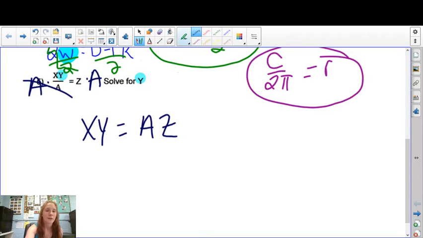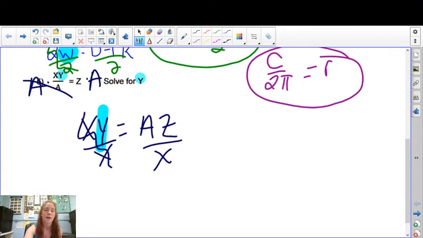Let's get our highlighter out. All right, I'm looking for y. Y is hanging out with the x. I need to undo that hangout. Go away. We don't want to hang out with you today. I just want to hang out with y. Y is all by himself now, and he's equal to a times z divided by x.